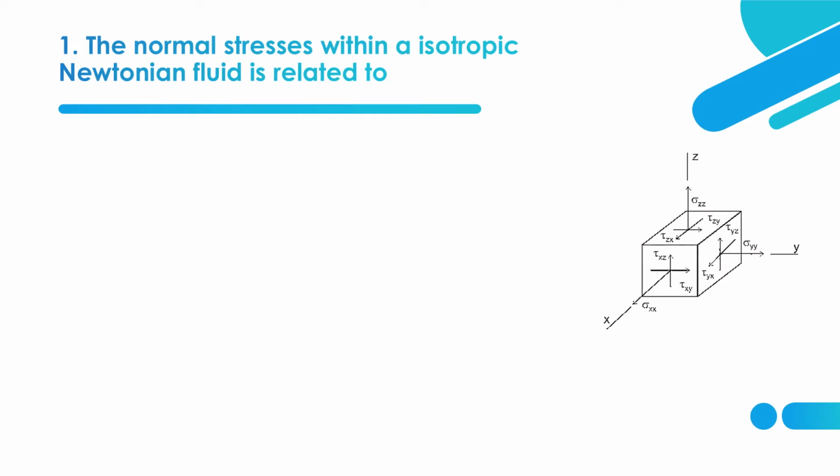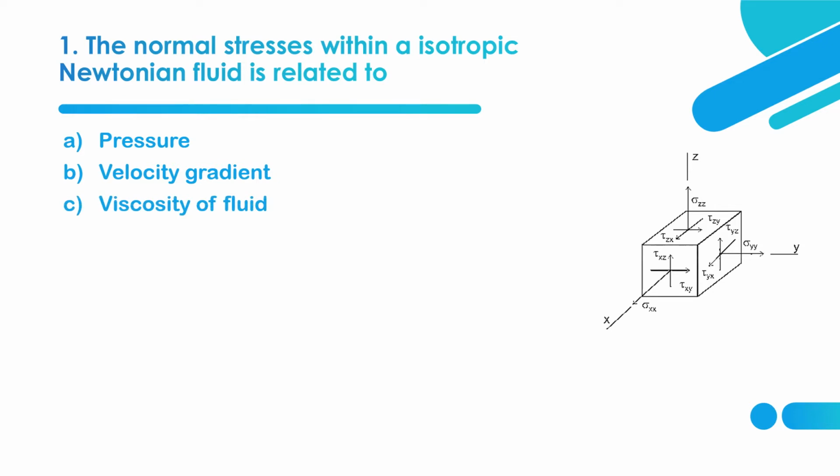First question: the normal stresses within an isotropic Newtonian fluid are related to option A, pressure; option B, velocity gradient; option C, viscosity of fluid; option D, width of fluid element. So normal stresses are related to which of the four parameters? There may be more than one correct option, so it's an MSQ type question, multiple select type.